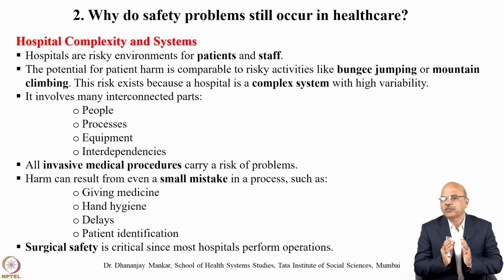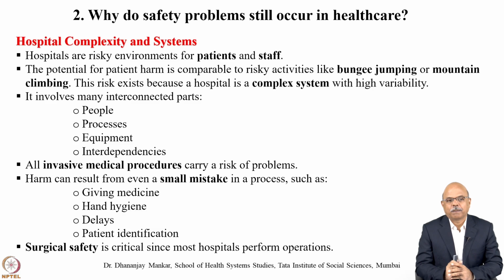Why do safety problems still occur in healthcare? Even after emphasizing this, there are some complexities which are pending. First, hospital complexity and systems. Hospitals are risky environments for patients and staff. The potential for patient harm is comparable to risky activities like bungee jumping or mountain climbing, where you cannot really gauge the risk. The risk is inevitable, but do we need to think about working to reduce the risk?